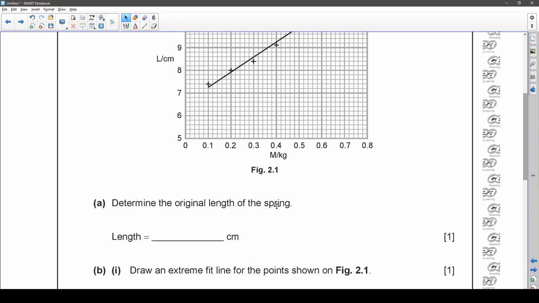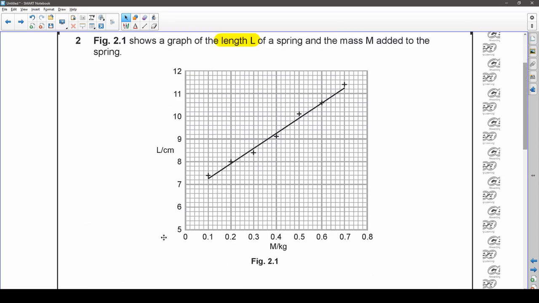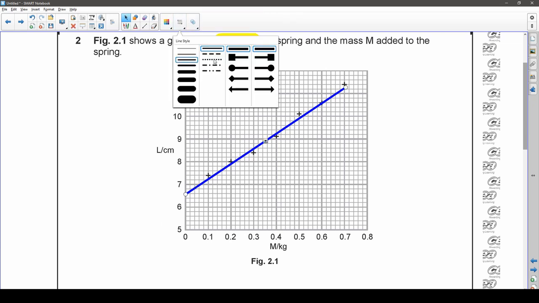A, determine the original length of the spring. So the original length of the spring will happen when we had no mass added to it. So what we need to do is we need to extrapolate back our best fit line here. So we get a ruler, lay it along the best fit line, and just continue it back until it reaches here. Okay, mark the point off. Now you do this with a dotted line or something like that there. You know, do it kind of nice and subtly. So dotted line, bring down the thickness a little bit. There we go. Make it nice and accurate.